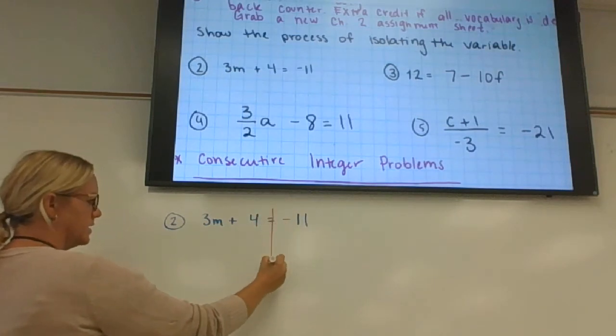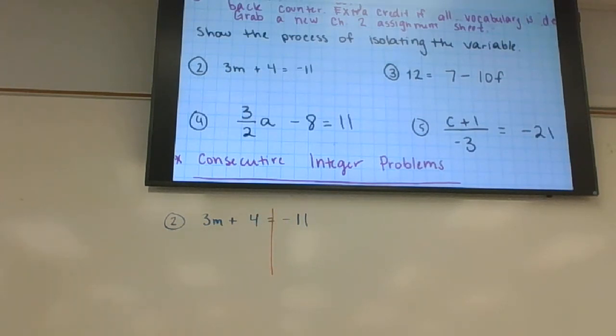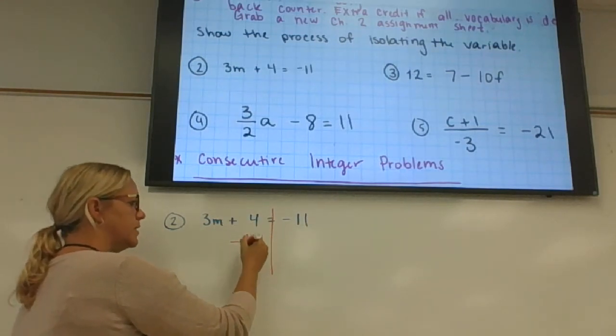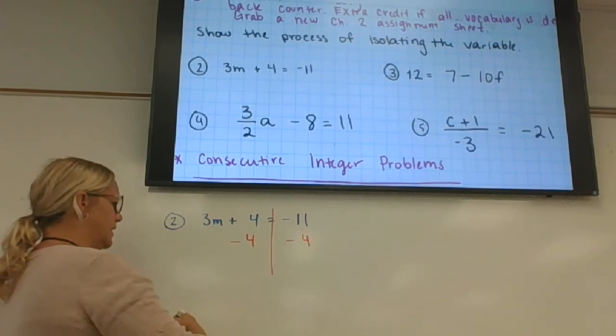So you're going to put your line in for your equal sign, and you're going to cancel everything out. It's just a game of cancellation. So it's adding 4. I'll cancel it by subtracting 4. Property of equality says I'll have to do it on both sides of the line.